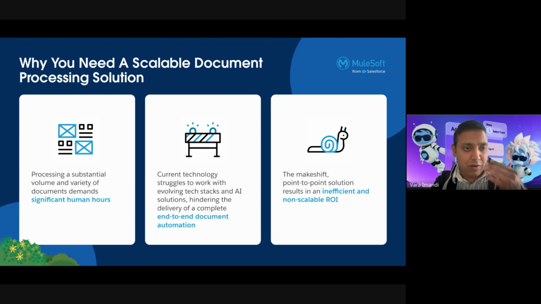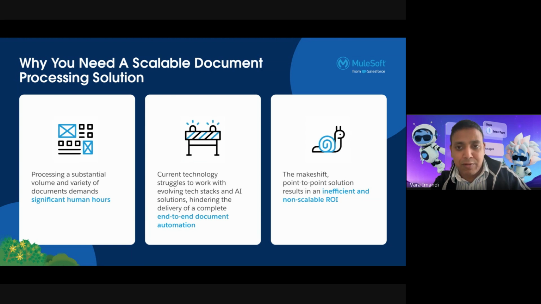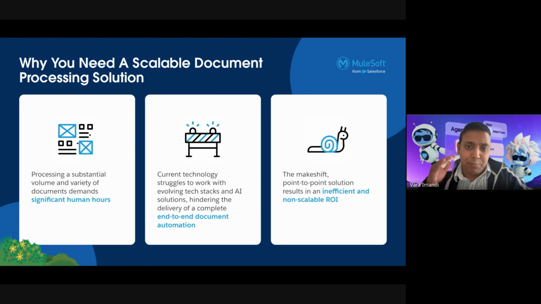Traditional methods falter when integrating with modern tech stacks, and of course, not to forget the impact of AI that we're seeing now. It's all creating a lot of automation gaps. And without a scalable solution, imagine that end-to-end document automation that everyone's trying to achieve, that really becomes unattainable. And piecemeal solutions, point-to-point fixes, they all lead to inefficient workflows and limited ROI. And furthermore, that process of manually extracting and analyzing data from these documents can be time consuming and also prone to errors.